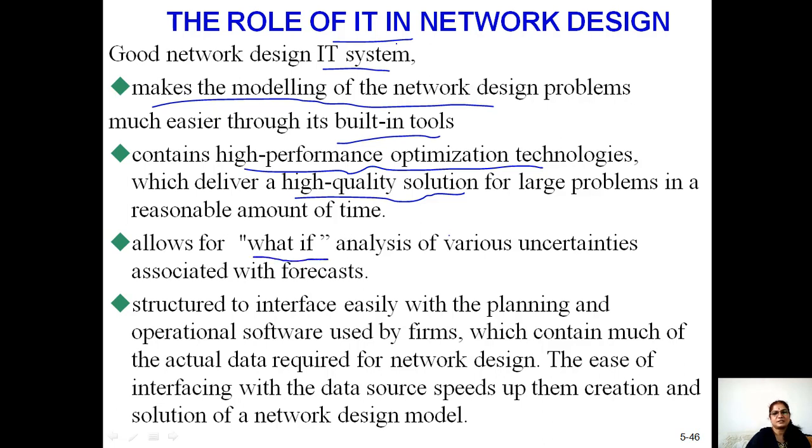It allows for what-if analysis. Demand is always uncertain and variable. So for different demand values, what is the impact on the performance or on the cost? This analysis can be done so that uncertainties are also addressed. It also needs to be interfaced, because the design is not the ultimate. The design has to be next related to planning and operational software. So that is why this interface should become easier. A good IT system will make this interface easier.